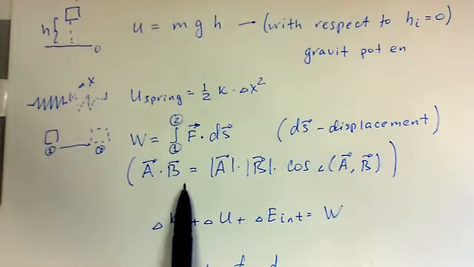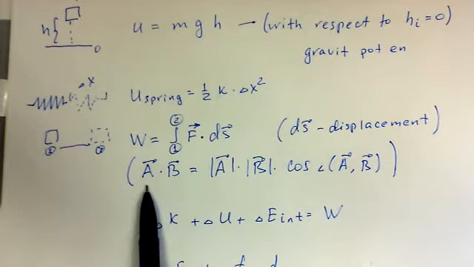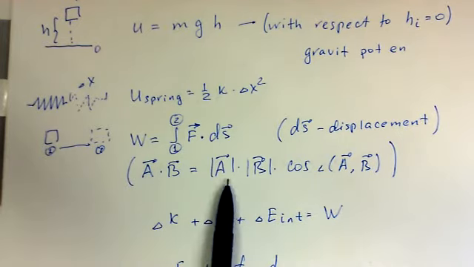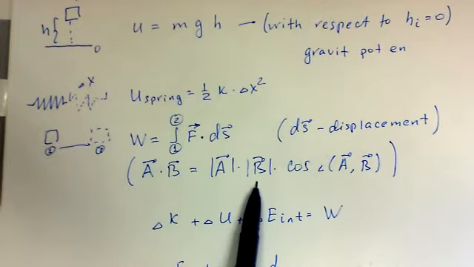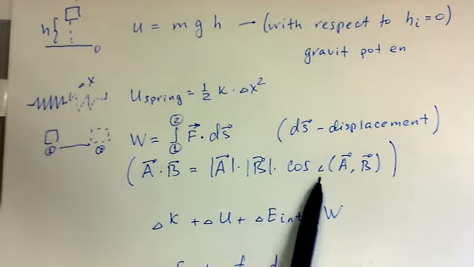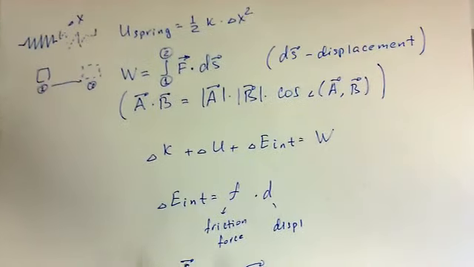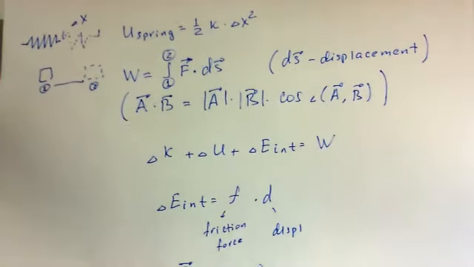Here is a definition, just to remind you, of the dot product of two vectors. The dot product, or scalar product, of two vectors is a scalar. It equals the absolute value of vector A times the absolute value of vector B times the cosine of the angle between these two vectors.